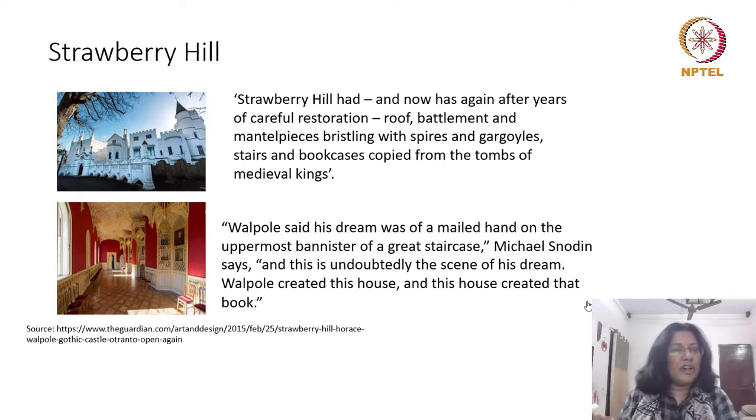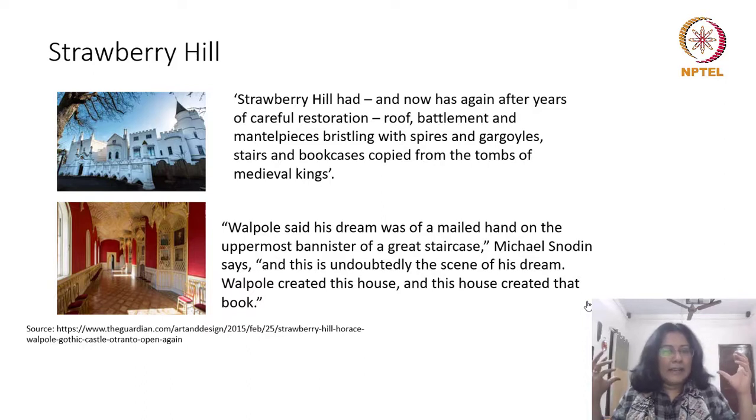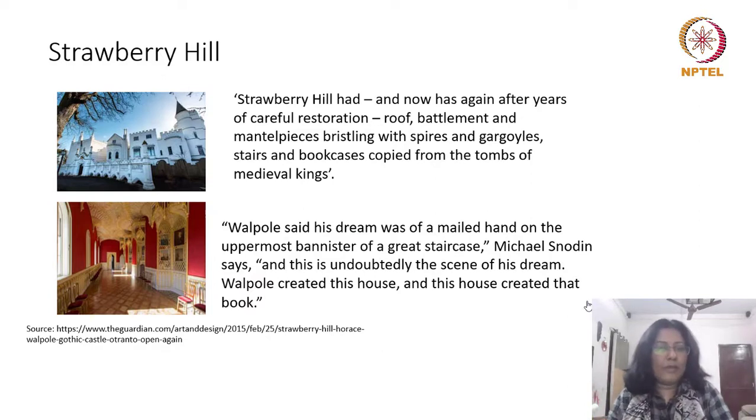So that is the most radical part. He constructs the house and he invests the origin of The Castle of Otranto within the space of Strawberry Hill. So this is what Walpole is considered to have said. Walpole said his dream was of a mailed hand on the uppermost banister of a great staircase.